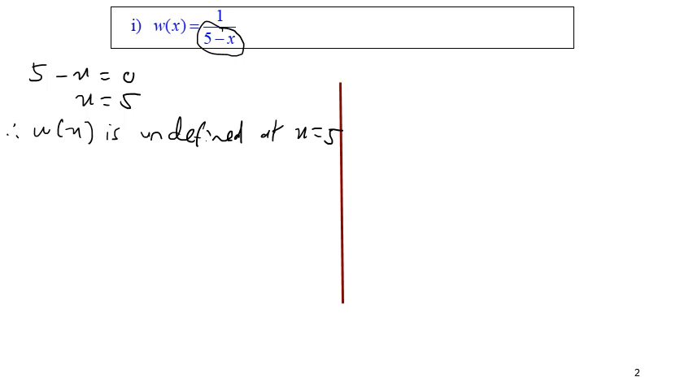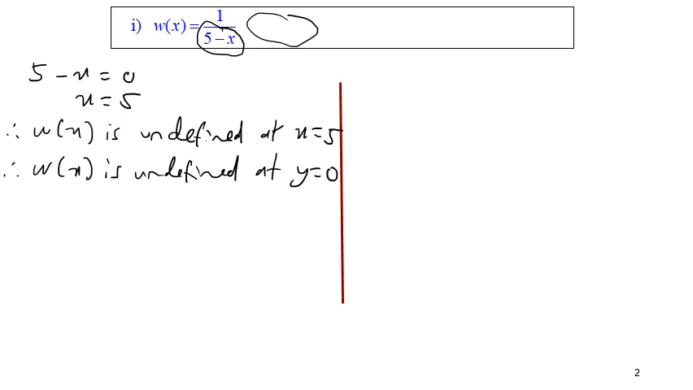And also you have to find out where the function is undefined at y. So it is very simple. Since we don't have any outside constant here, therefore we can conclude that the function is undefined at y equals to 0.